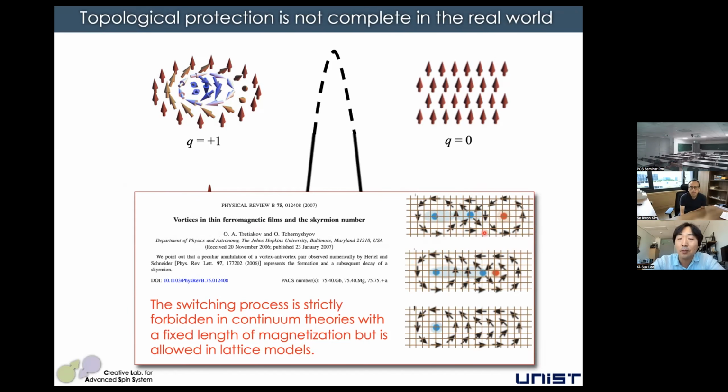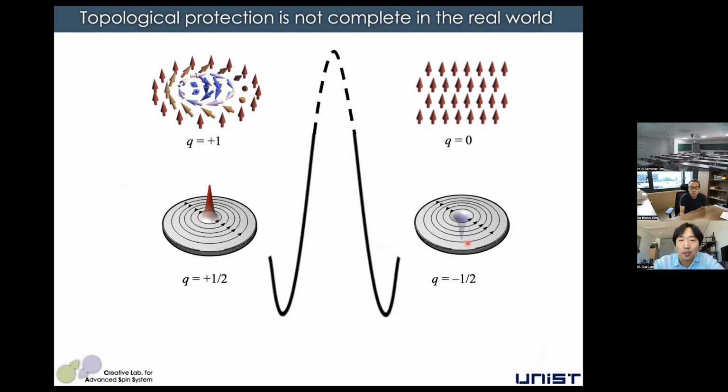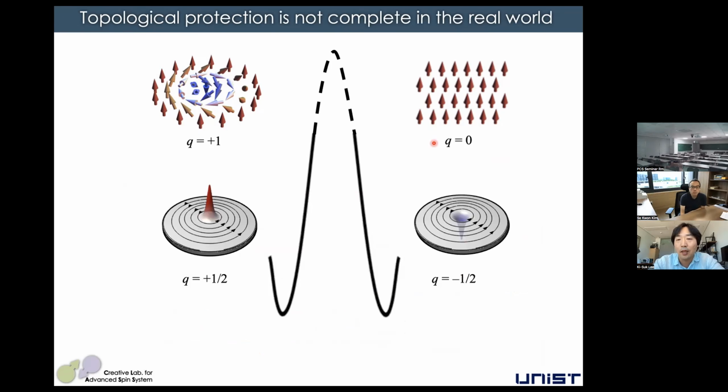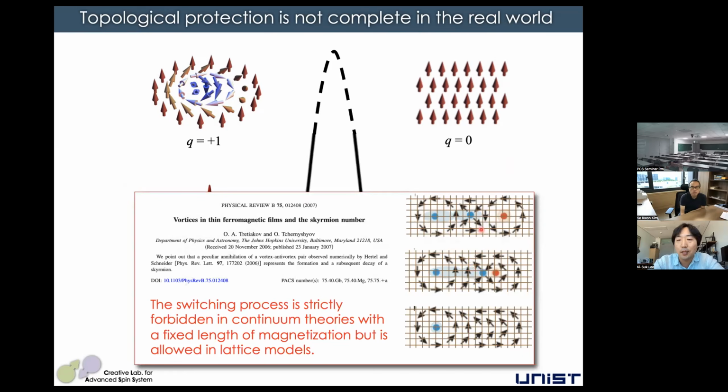orientation, and then during the oscillation, as you can see, some structures are generated, a vortex and an anti-vortex structure, and then you can see the annihilation of the two structures, and this process indicates the change of the topological charge. This is impossible in continuum theories, but it's possible if we adopt the discretization of the spin configuration. Okay, this is one solution to the incompleteness of topological protection in the real world.